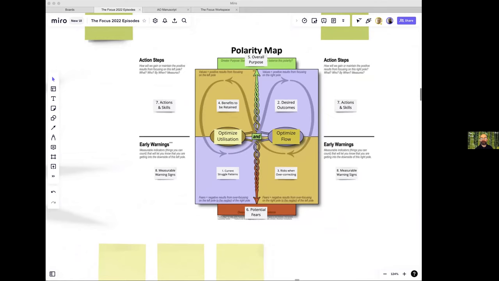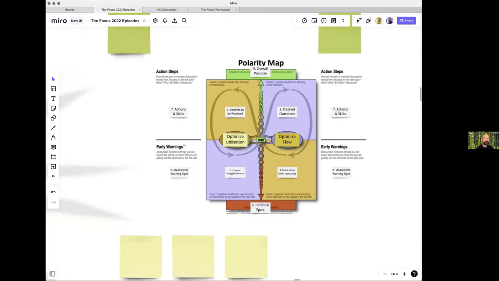Then we'll look at what the risks of overcorrecting are when we do focus too much on optimizing flow. And then we'll go up to number 4, what are the benefits to be retained when we look at the focus on utilization. We'll then look at what does good look like? What does life look like when we've got balance between both utilization and flow that's optimized? And then at number 6 there, we'll go down and look at what are the potential fears that we have on both the downsides.